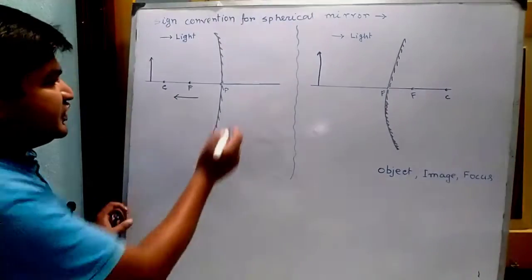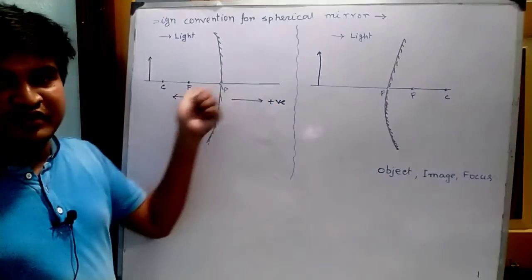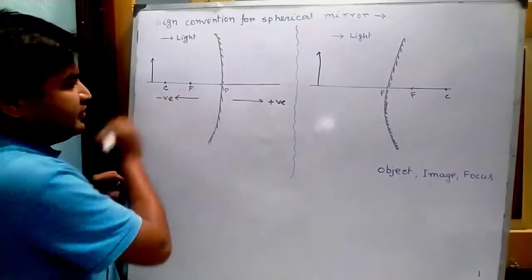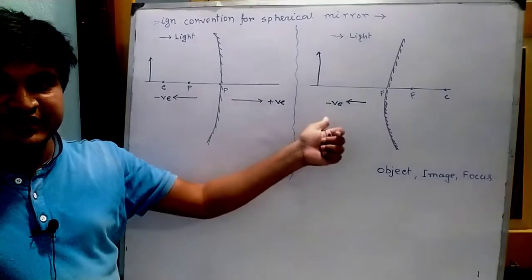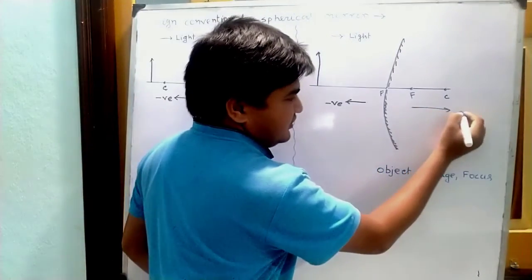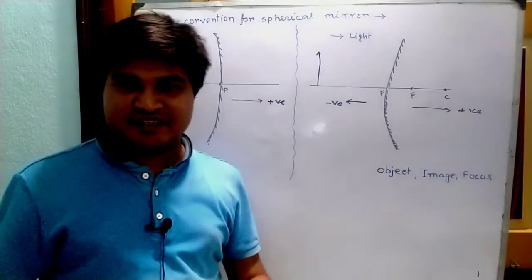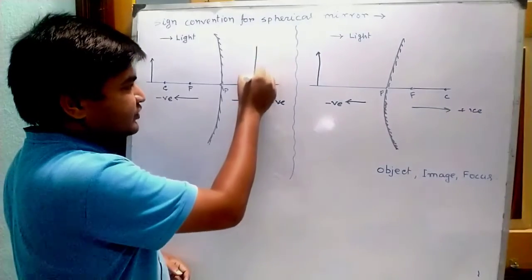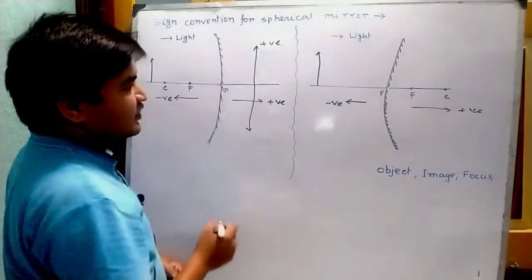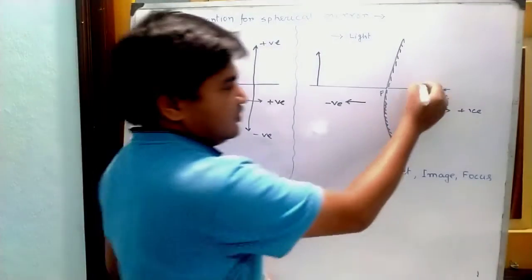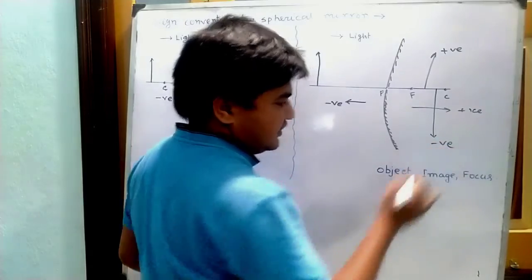So the direction of light represents positive sign, the opposite direction represents negative sign. Here also the opposite direction represents the negative sign, and the same direction represents positive sign. Also in case of image height or object height, the upward direction is considered as positive and the downward direction is considered as negative. Here also the upward direction is positive, here the downward direction is negative.